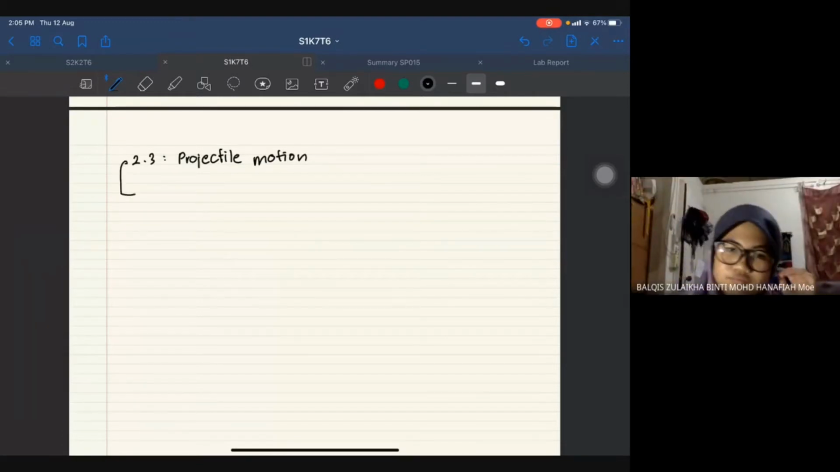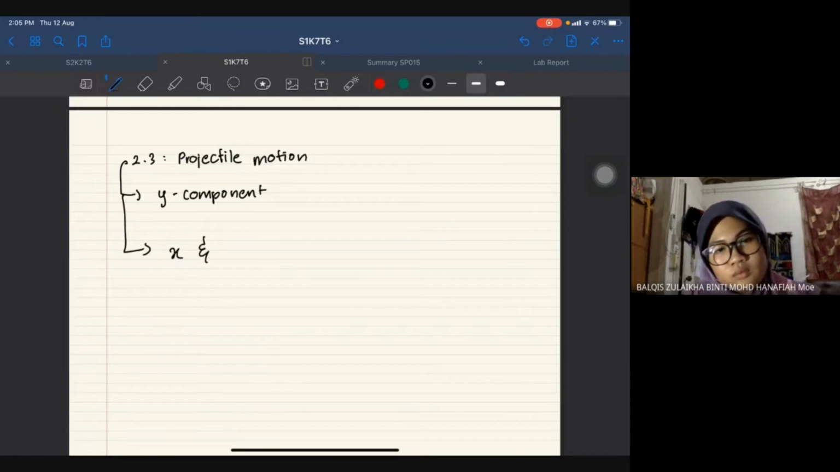So projectile motion, normally I will divide into two parts. One dimensional, not one dimension, one component, which is the y component. Another one is about x and y component, so two components. Okay, so for the y component, we already learned this one. I showed you the example already, which is about free fall. This is basically free fall.